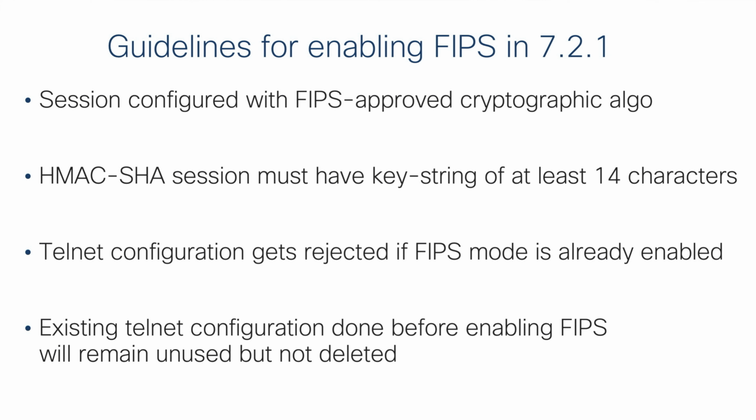Any session using HMAC SHA based algorithms must have key strings of at least 14 characters. Telnet configuration gets rejected if the device is in FIPS mode. And any existing Telnet configuration that was done before enabling FIPS mode will remain unused but won't be deleted. For additional information, you can refer to the FIPS configuration guide for NCS series platforms.